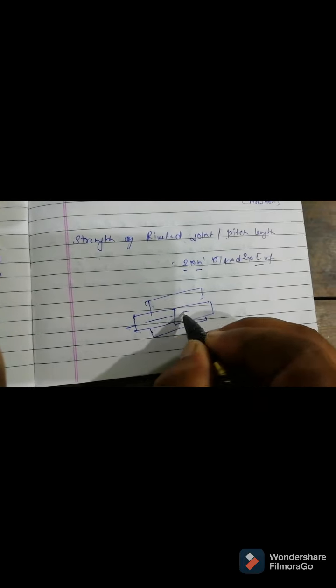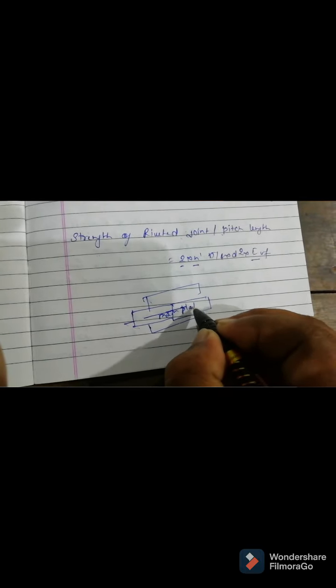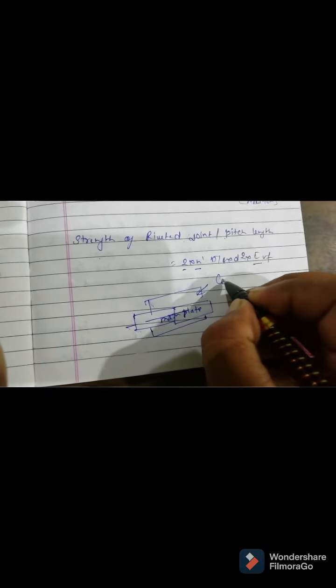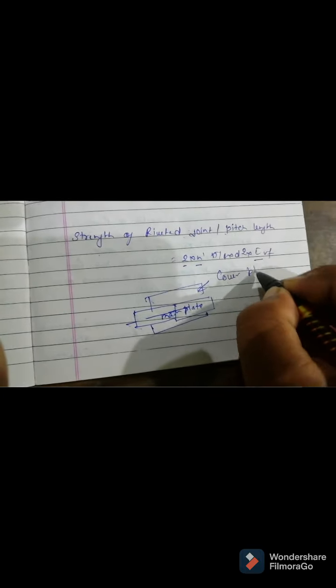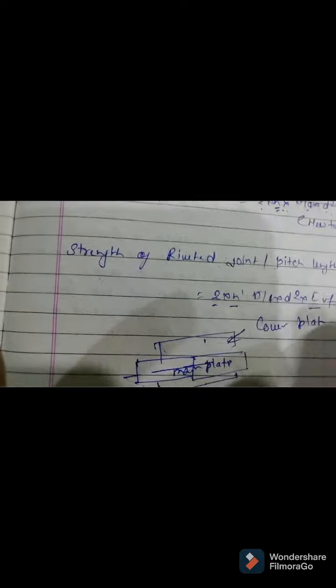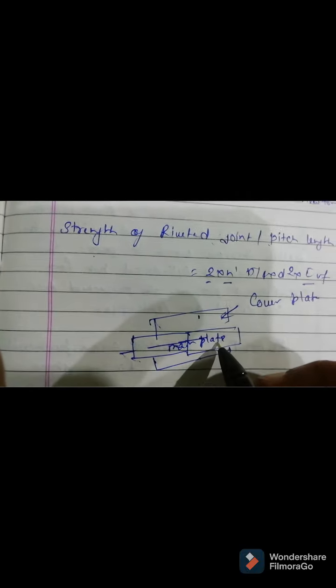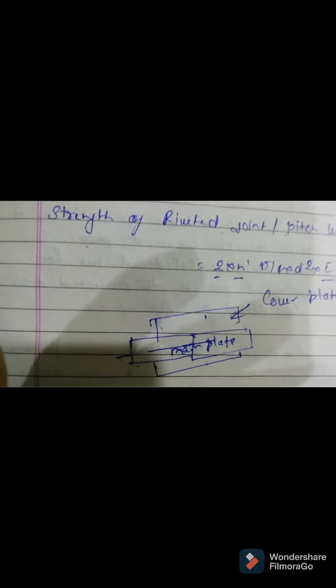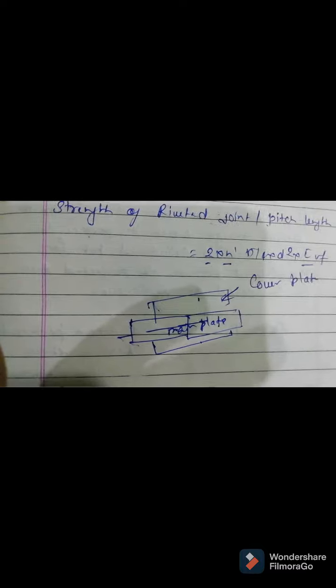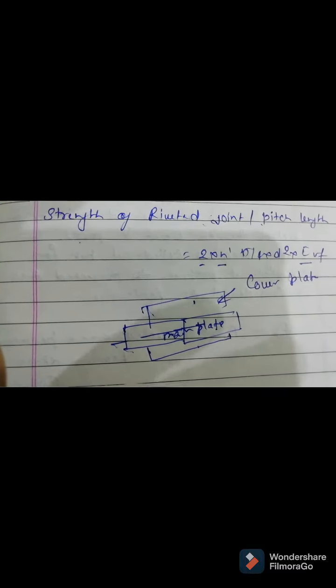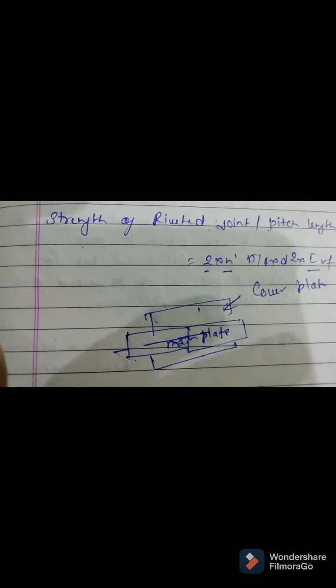Okay, these are called main plates. Here, this one and this one are called main plates, and this is called the cover plate. Now, for this cover plate, sometimes for design purposes we have to take the main plate and cover plate as the same thickness, but due to some reason or design consideration it can be a different thickness.